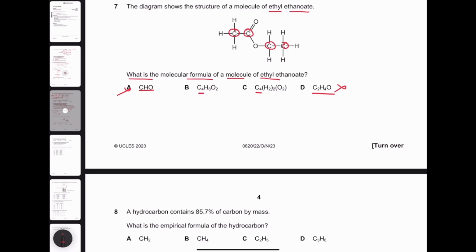This contains 4. Now, hydrogen atoms. 1, 2, 3, 4, 5, 6, 7, 8. 8 hydrogen atoms. This is how much? This is 4 only. So the answer is B.